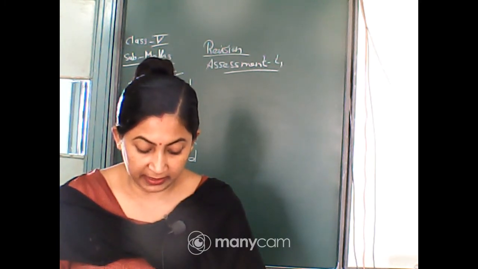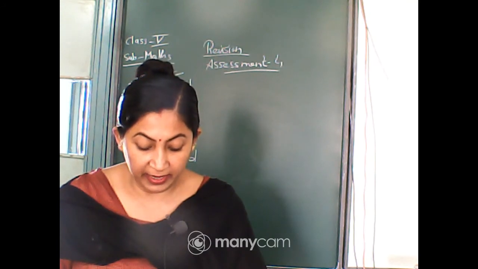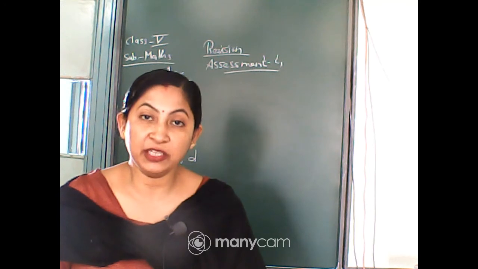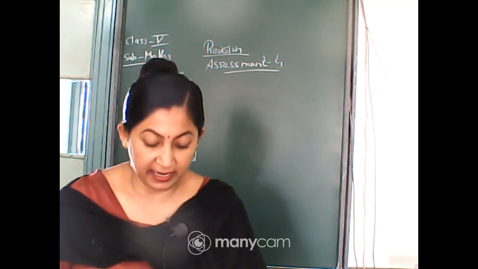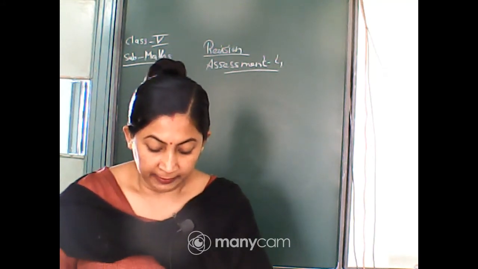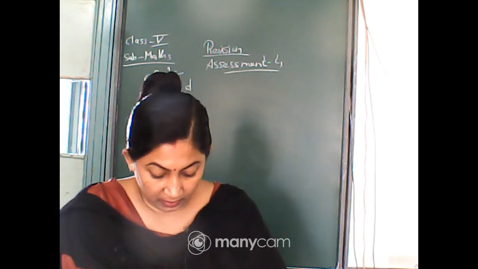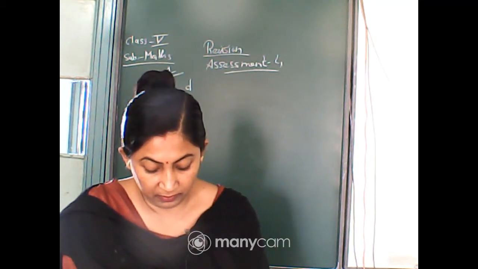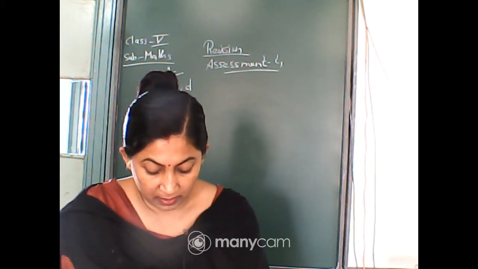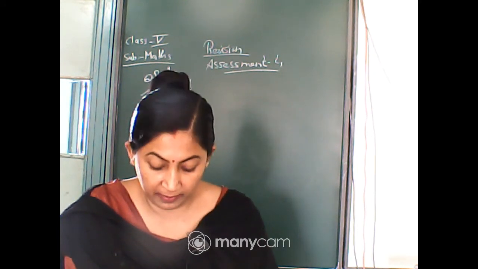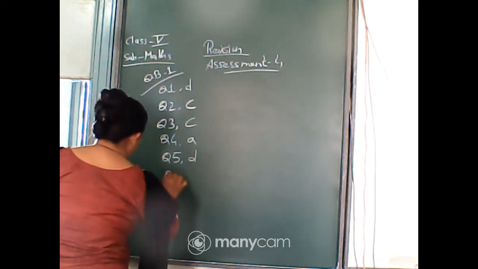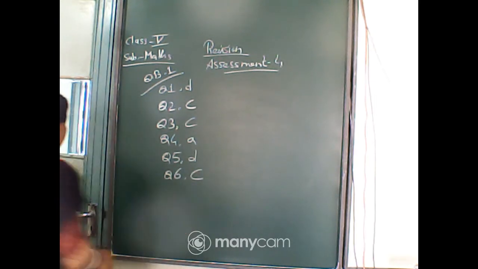Yes, question number 6. 63 divided by 9 plus 12 into 4 minus 5. This also, first perform the division, then multiplication, then addition, and then subtraction. Yes, it is 50, number C. So for question number 6, the answer will be number C.